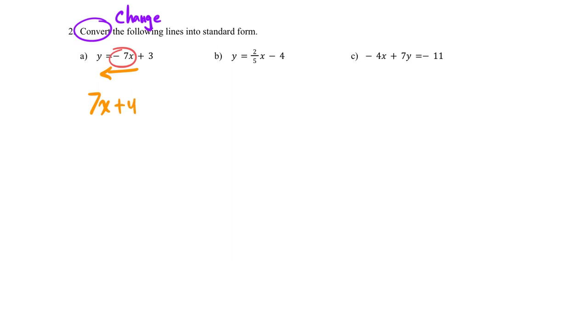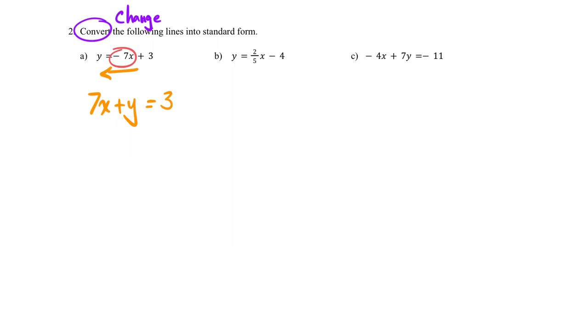The y was already on that side of the equal sign. And then I have my constant of 3. One step, all done. Nice. Okay, that's going to be a focus for us as we go, considering the sign on your x term. Okay, let's take a look at b.